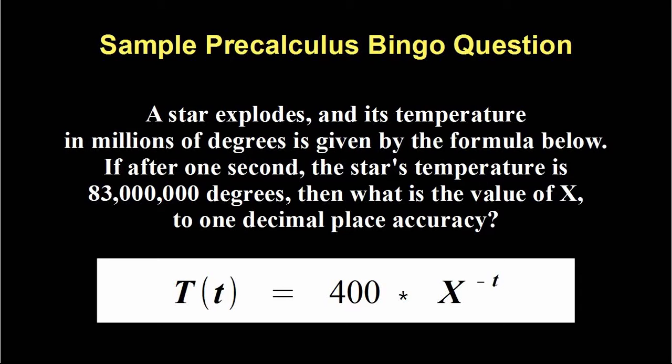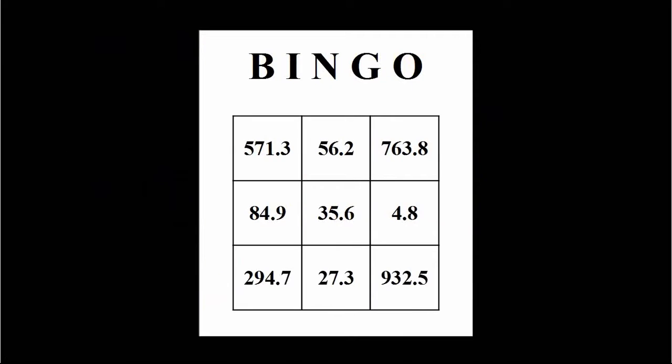But the answer to this question is shown somewhere on this bingo card. It's 4.8. And if this question were part of a bingo game for pre-calculus students, then a student using this card could play that square in response to the question, as shown here.